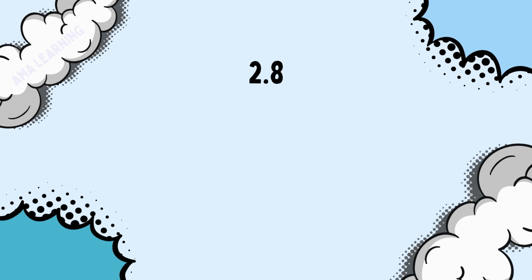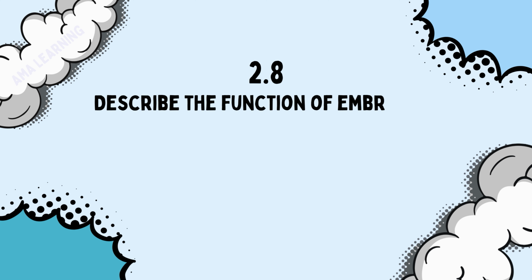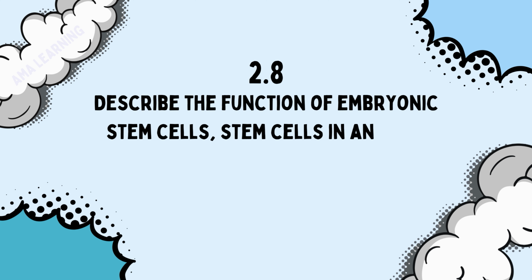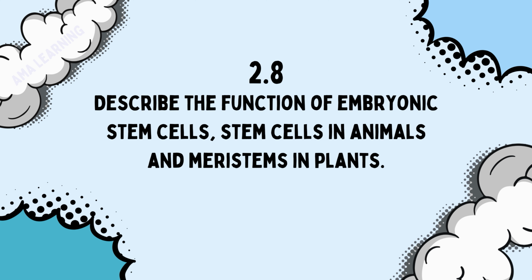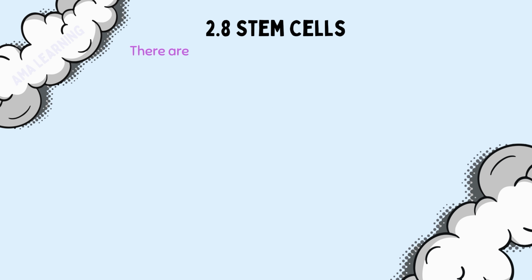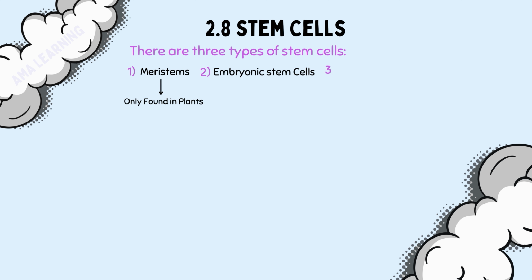Specification point 2.8. To successfully answer any GCSE question linked to this specification point, you will need to be able to describe the function of embryonic stem cells in animals and meristems in plants. There are three types of stem cells: meristems, which are only found in plants, and embryonic stem cells and adult stem cells, which are found within animals.